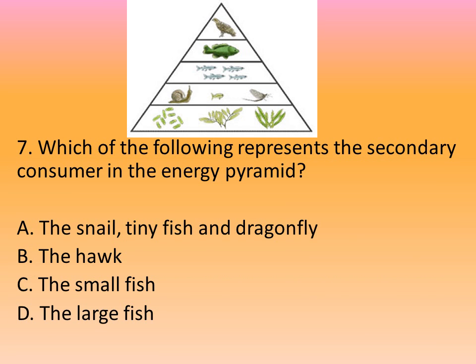Which of the following represents the secondary consumer in the energy pyramid? A, the snail, tiny fish, and dragonfly. B, the hawk. C, the small fish. D, the large fish.